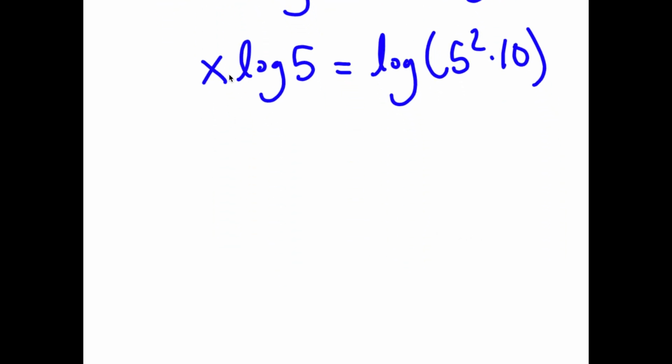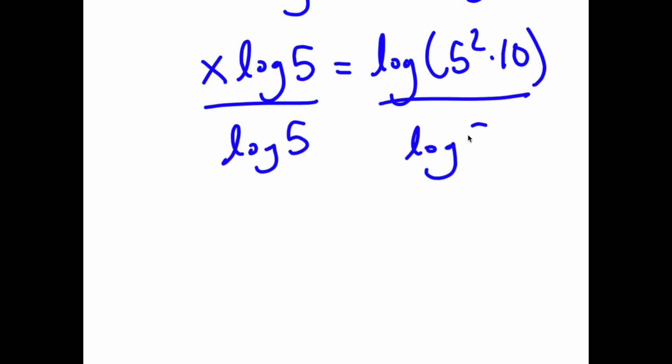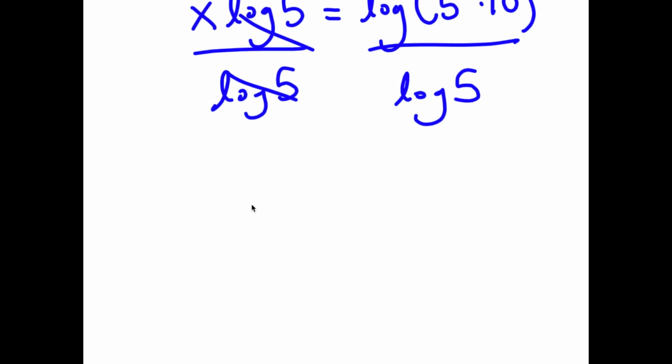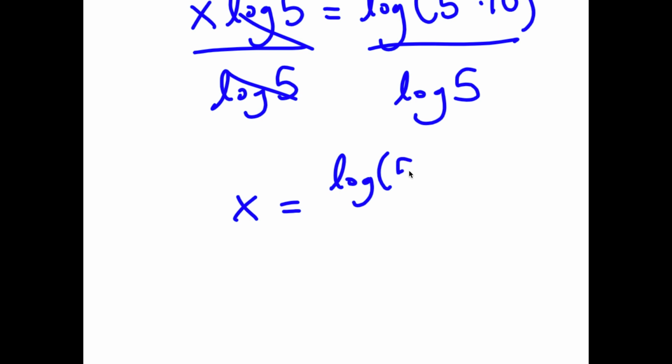Now, we obviously want to find the value of x, so to do that, we're going to have to isolate it. And to isolate x, we're going to have to get rid of this log 5 by dividing both sides by log 5. So then these two log 5s cancel out, and then I get x is equal to log of 5 squared times 10 over log 5.